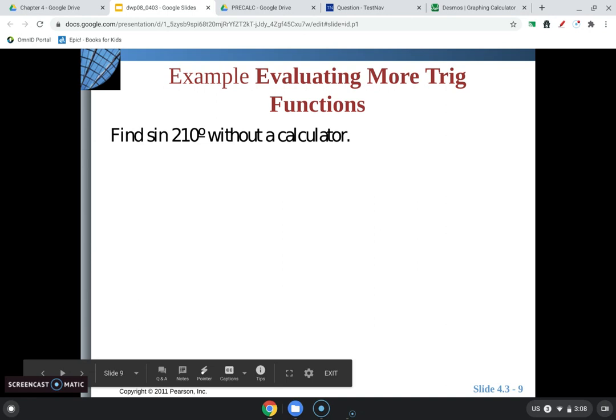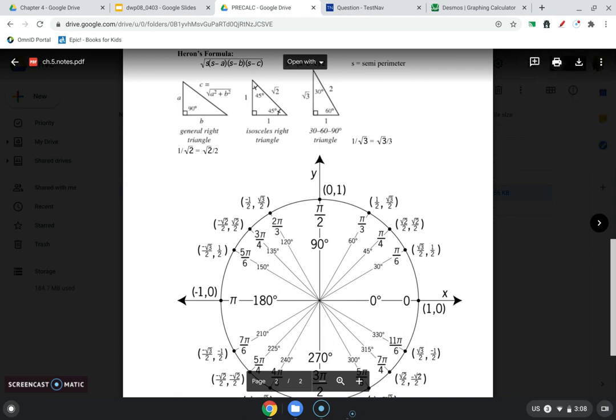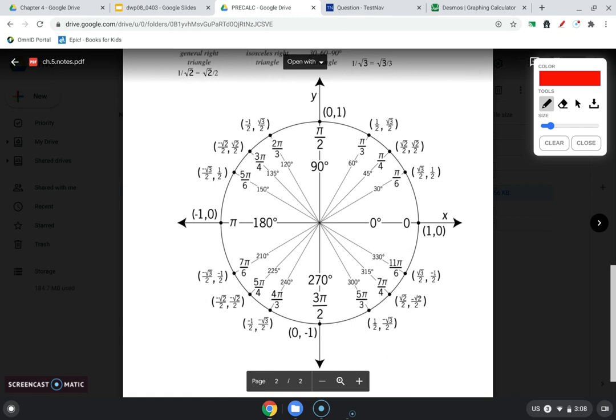So find the sine of 210 without a calculator. This is where we're going to want to use our unit circle. So there's the unit circle. Quadrant 1, 2, 3, and 4. So on the unit circle, cosine is going to be x, and sine is going to be y, and tangent is going to be y divided by x. So it asked us to find the sine of 210.